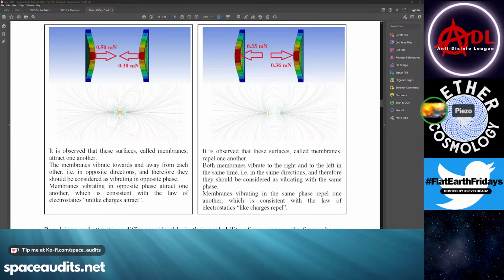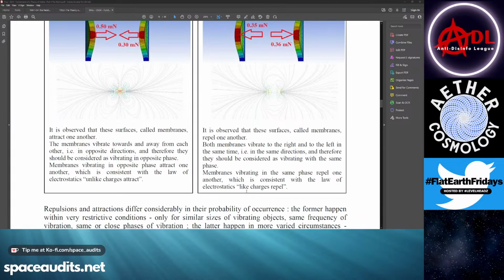And then on the right side, it's observed that these surfaces called membranes repel one another. Both membranes vibrate to the right and to the left at the same time, i.e., in the same directions, and therefore they should be considered as vibrating with the same phase. Membranes vibrating in the same phase repel one another, which is consistent with the law of electrostatics, like charges repel.